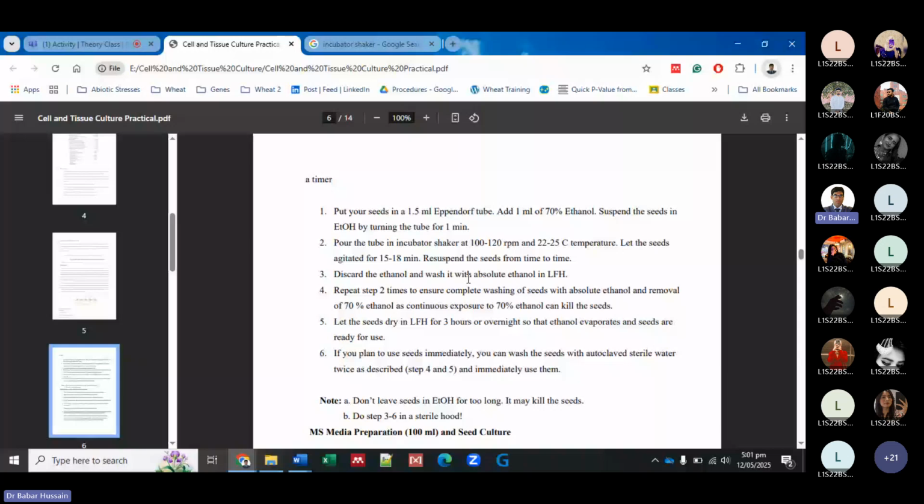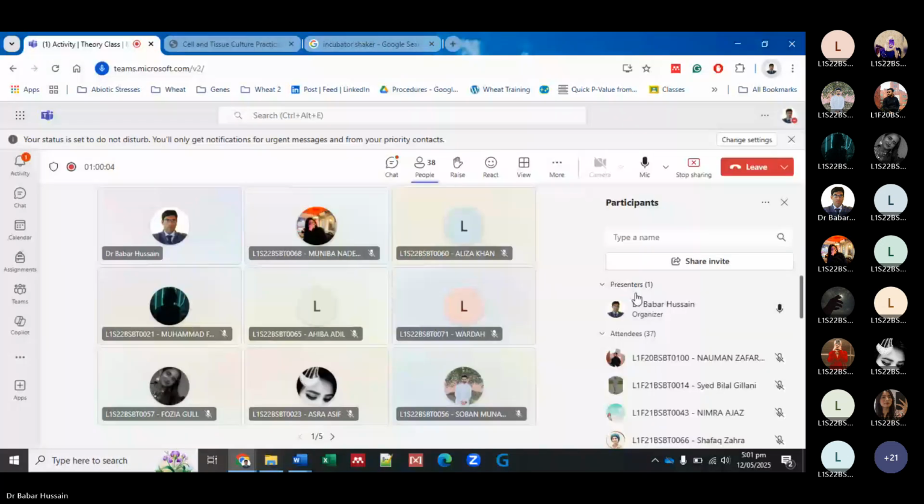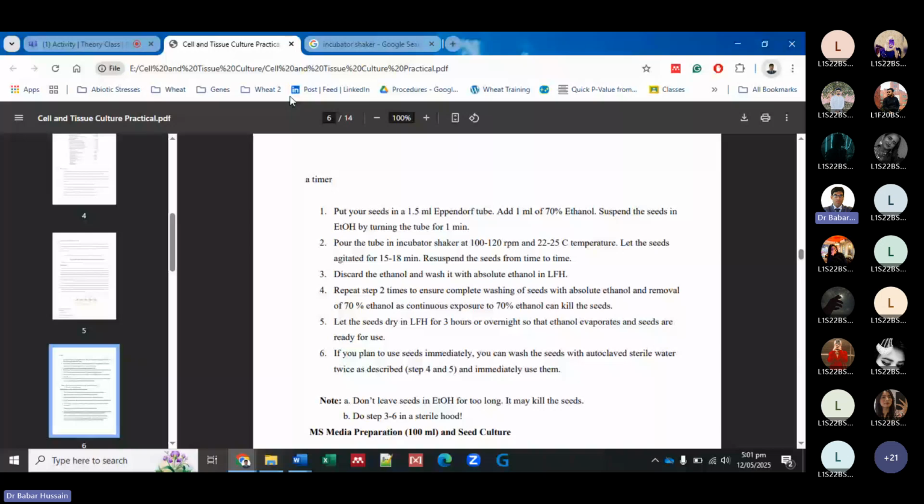What you will do is place the seeds in the laminar flow hood. You will place the tube with the lid open for at least 3 hours or overnight. Overnight means for the whole night. The ethanol will evaporate and the seeds are dried.